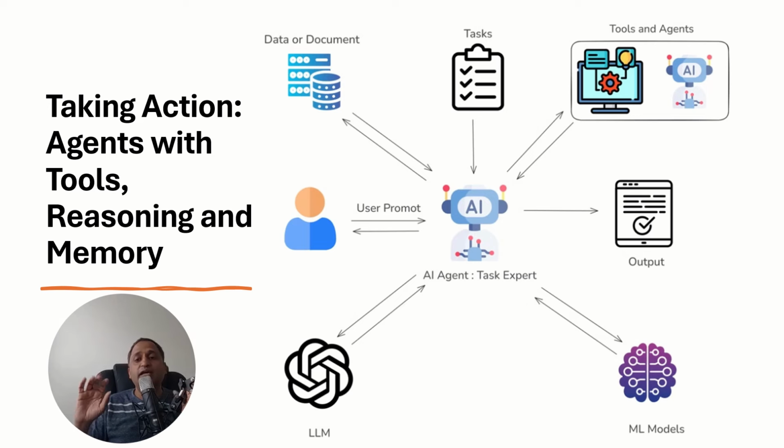And then every agent has some output. Along with an LLM, an agent can also use other machine learning models. For example, you want to do fraud detection and you already have an ML model which does fraud detection. So this agent can also leverage another ML model to perform some tasks.